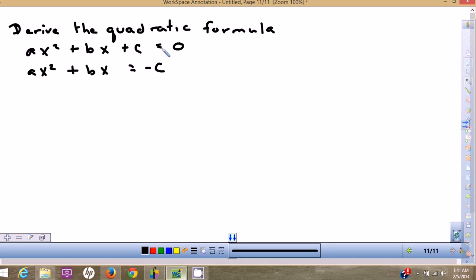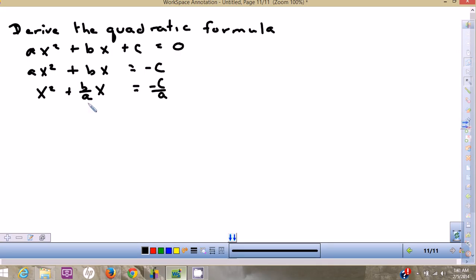So we moved our constant to the other side, and it became a negative c. The next thing we do is divide by the coefficient of x squared. In this case, the coefficient isn't a number, it's a letter, so we divide everything by a. When we do that, we get x squared plus b over a times x is equal to negative c over a. Nothing different than all the rest of our completing the square problems, except that we have letters.